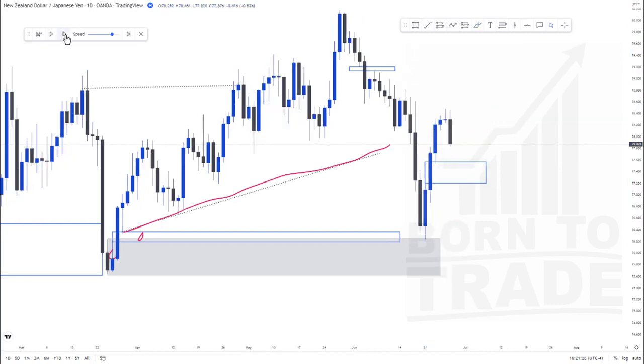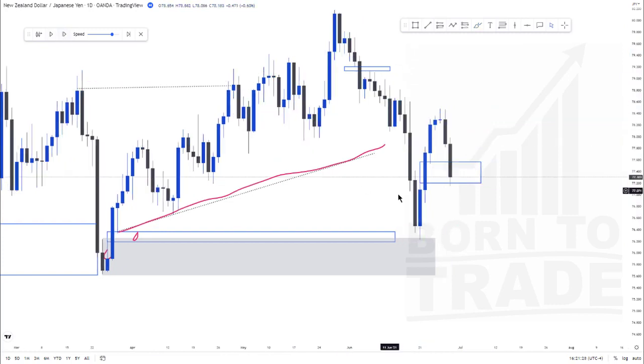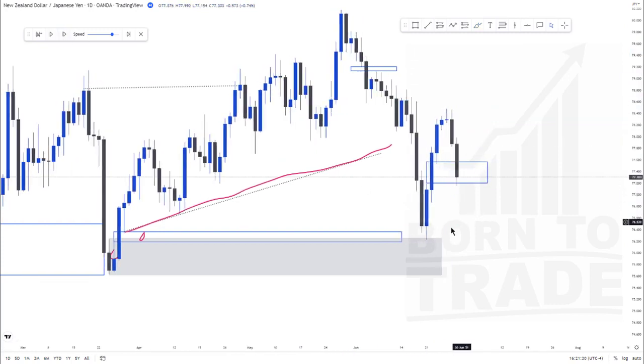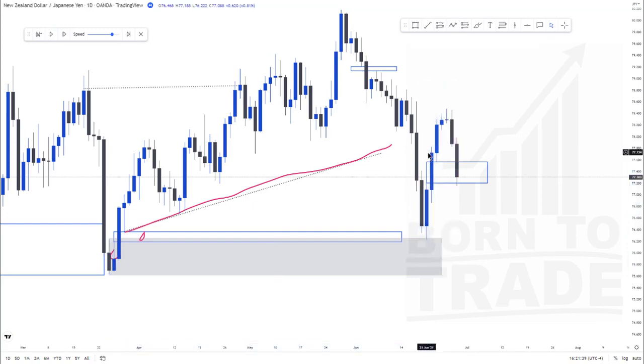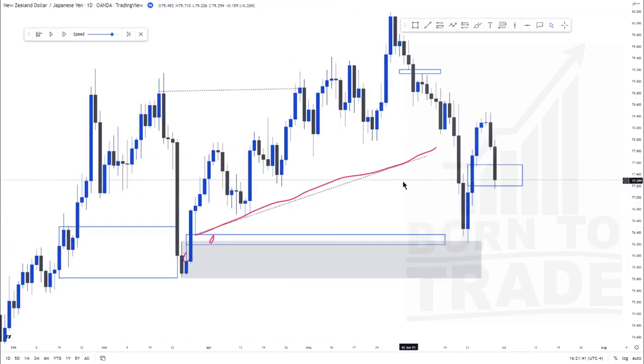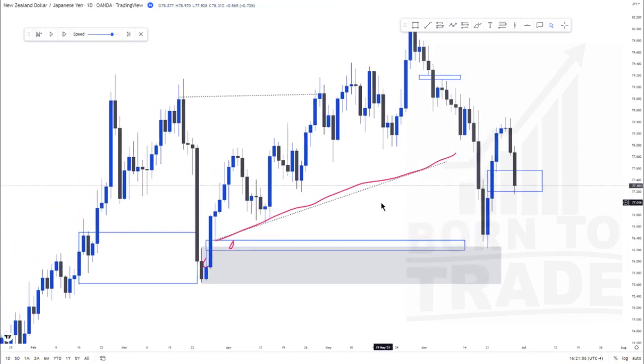But I hope this explains imbalance well, and you can see the imbalance that price left here. Price has returned to fill it. So measuring this move from here to here, you can see we already got 224 pips. So trading this way will always put you at the right side of the market. So I believe this video was helpful.